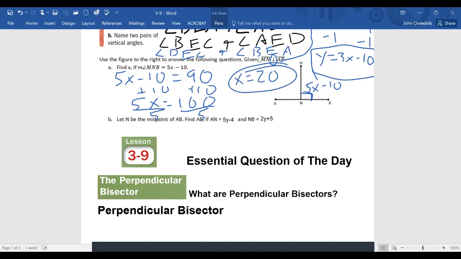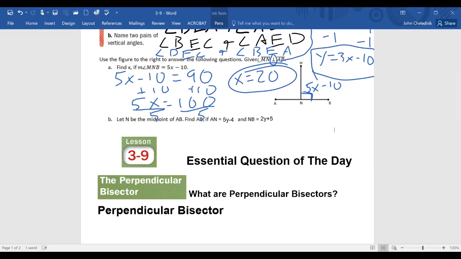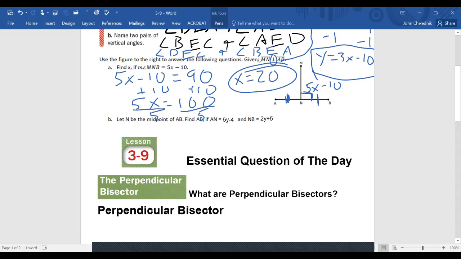If you want to check your work, you can plug it back in. You should get 90 when you plug it back in. And if you did that, you would find that you would. It says let N be the midpoint of AB. That means this is the same length as this. That's what those tick marks mean when I put those there. It means they're the same length. It says AN is 5y minus 4, and NB is 2y plus 5. Now, it doesn't actually say the directions, but I'm assuming, oh, actually it does. It says find AB.